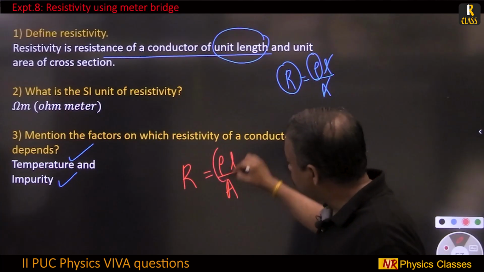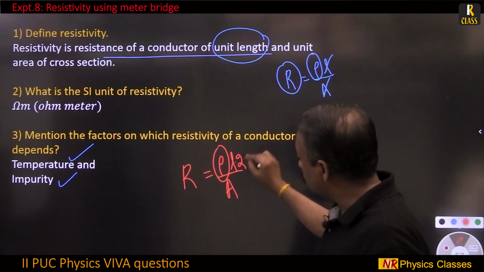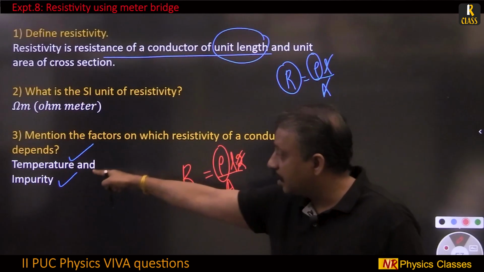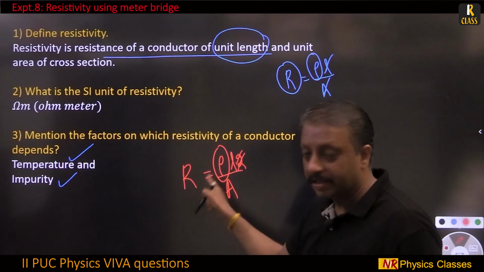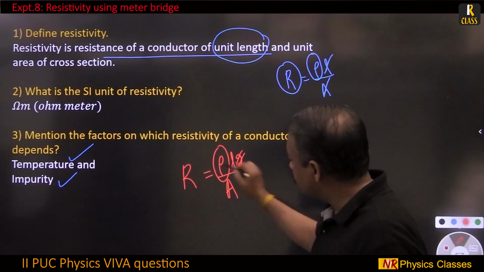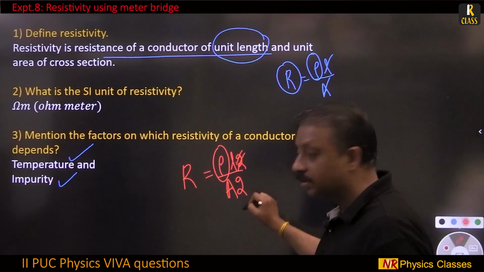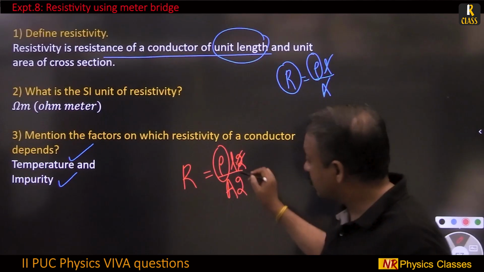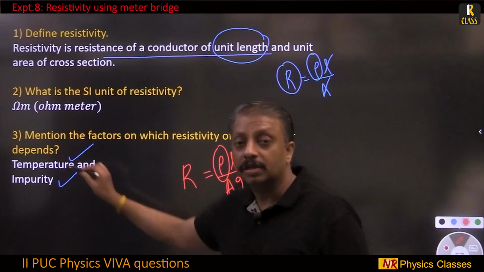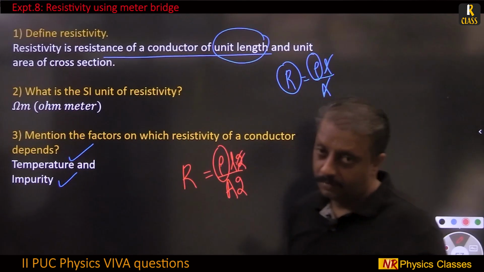What happens to resistivity if length is doubled? No. Resistivity depends on temperature, independent of other factors. What happens to resistivity if area of cross section is doubled? No change, because resistivity depends on temperature and the material, of course. Impurity.